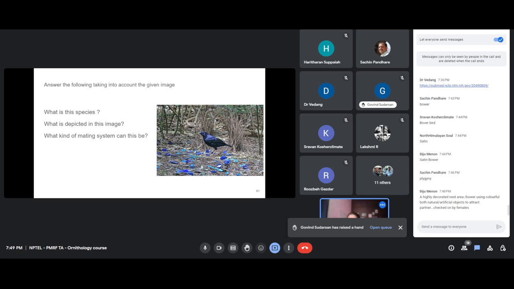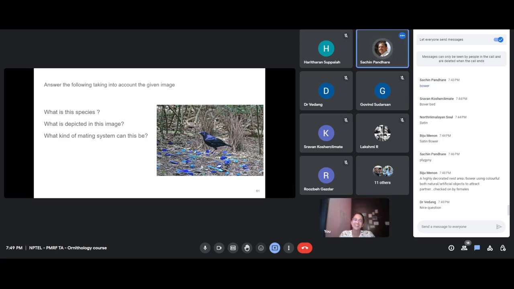But is it indicating the trash that has been congregating in the forest area? Sorry, is it indicating the trash by a mate? In this image, clearly, you have bottle caps and spoons and everything. The other aspect that I wanted to understand in this system is that every male has his own area where he is making a bower and decorating it with other objects. How does he actually get the females to enter that area?